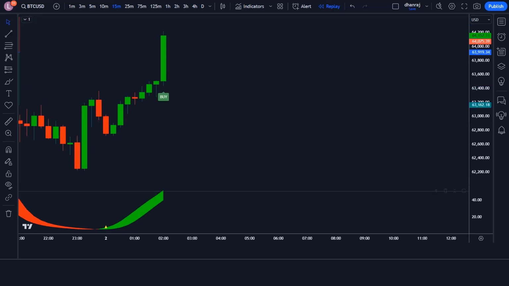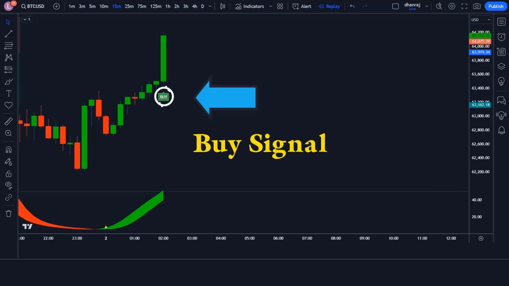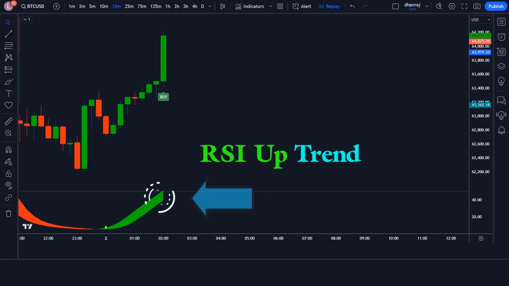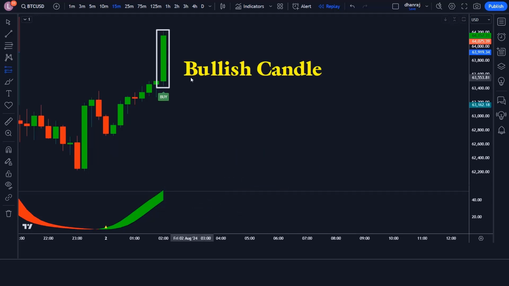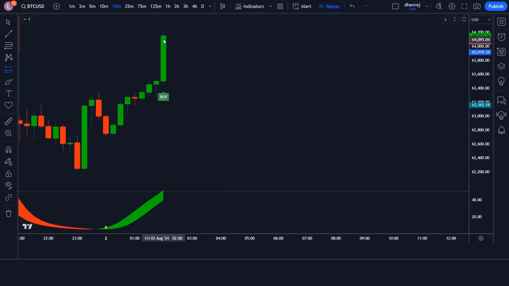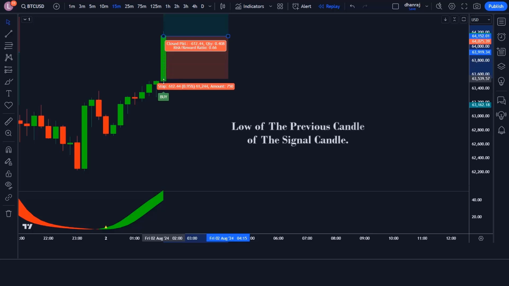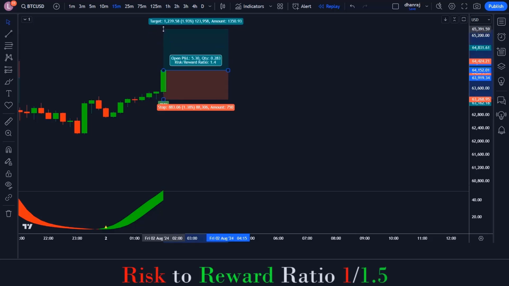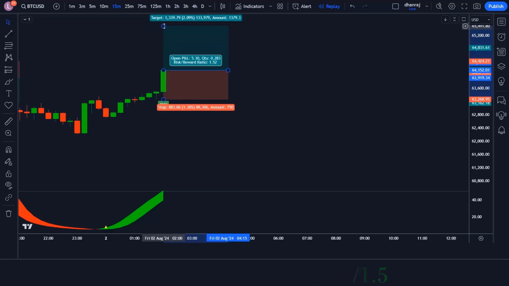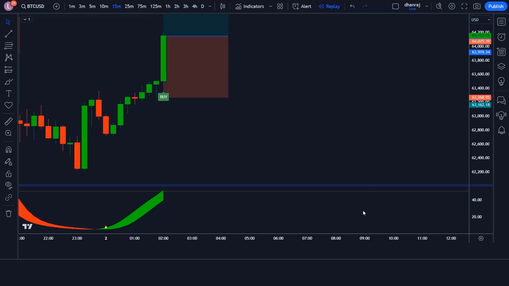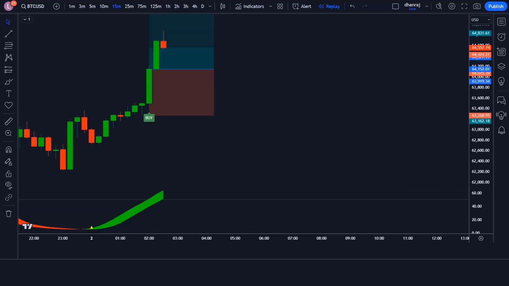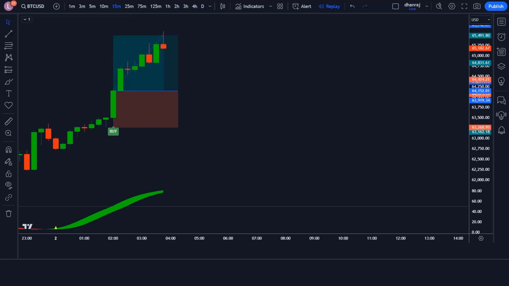We have got the signal. Here the kernel switch indicator gives us a buy signal. Here the RSI trend indicator shows RSI uptrend. Here the market has made a bullish candle to give confirmation. So all our conditions are being fulfilled, so we are placing an order to buy. Our stop loss is to be placed at the low of the previous candle of the signal candle, and the risk to reward ratio will be 1:1.5. Let's see what happens to our trade. We have won the trade.